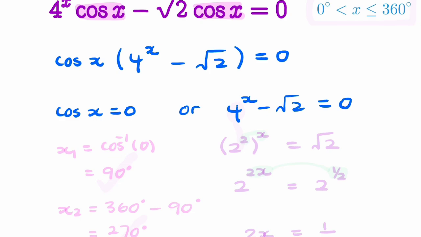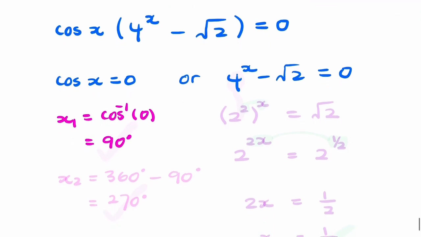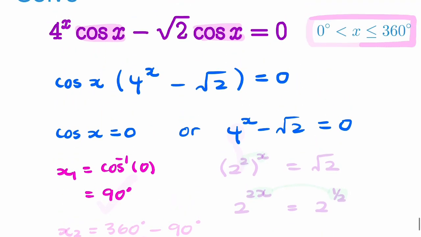We can find x, we can say x1 is the inverse cosine of 0. And the inverse cosine of 0 is 90 degrees. And that is within the range specified. So that's an acceptable answer.